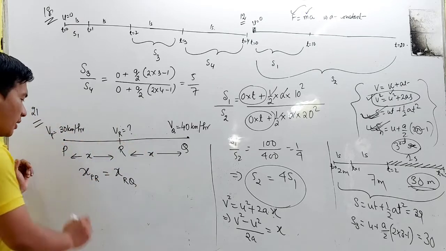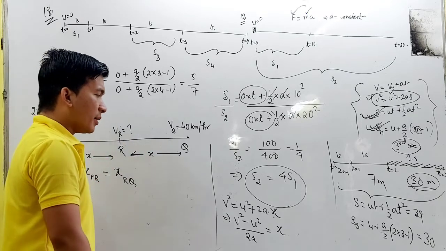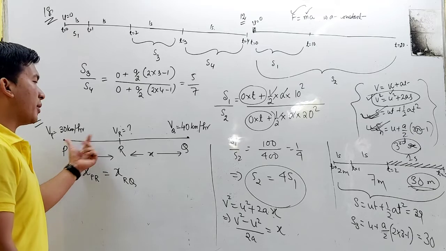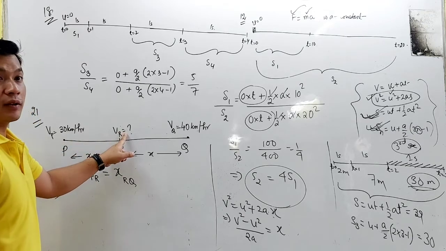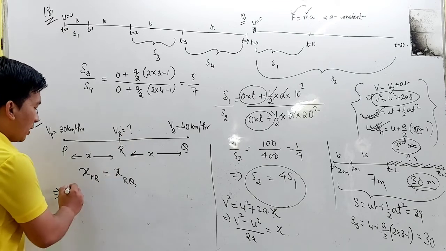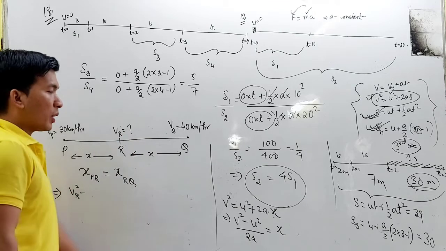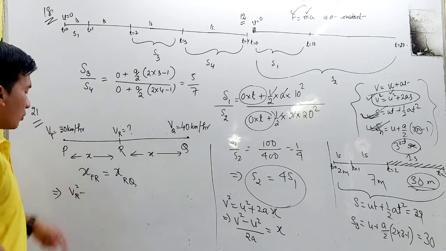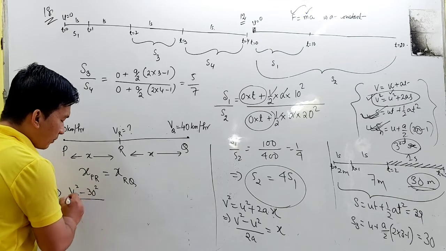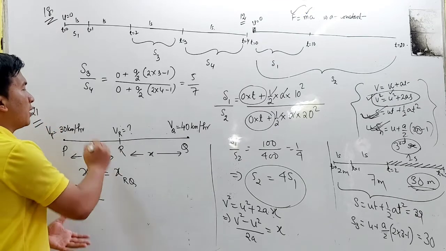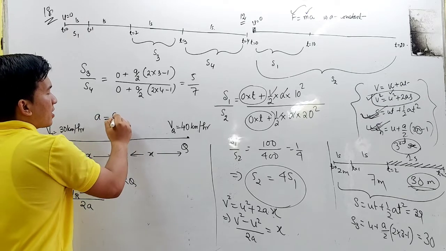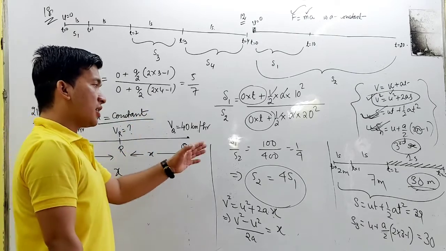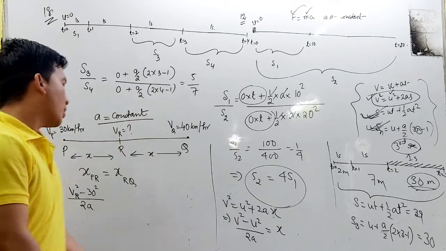What is the final velocity if we consider the PR displacement? Our final velocity will be VR, so VR square minus the initial velocity squared. The initial velocity is the velocity at point P, so it will be 30 square, divided by twice a. We do not know the acceleration, but we have a common concept that from here to here acceleration remains constant. We can apply this formula only when we have common acceleration, so don't forget this.